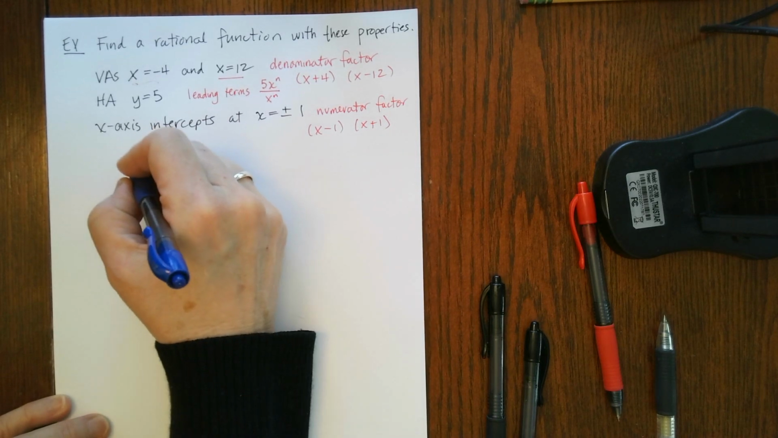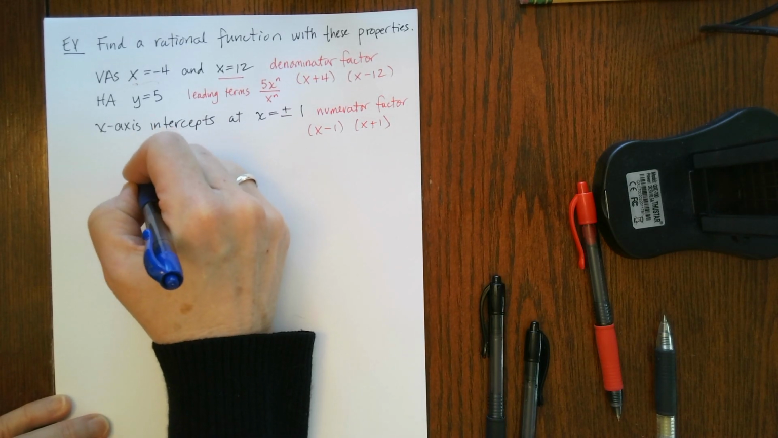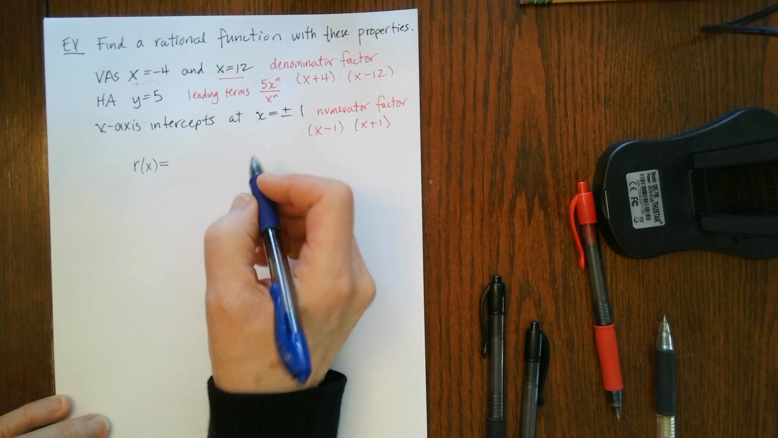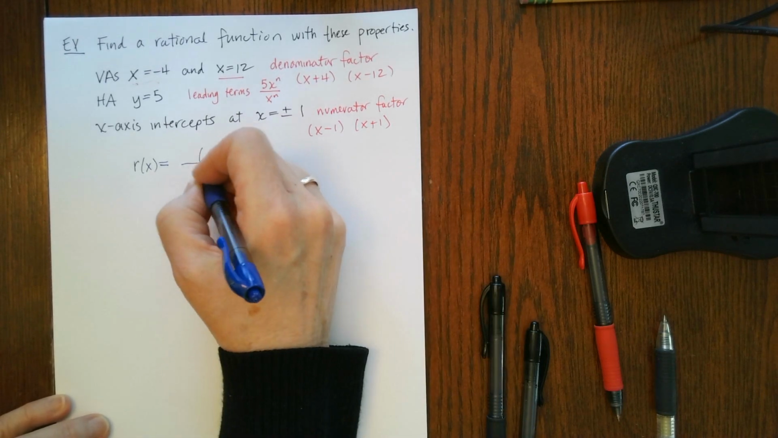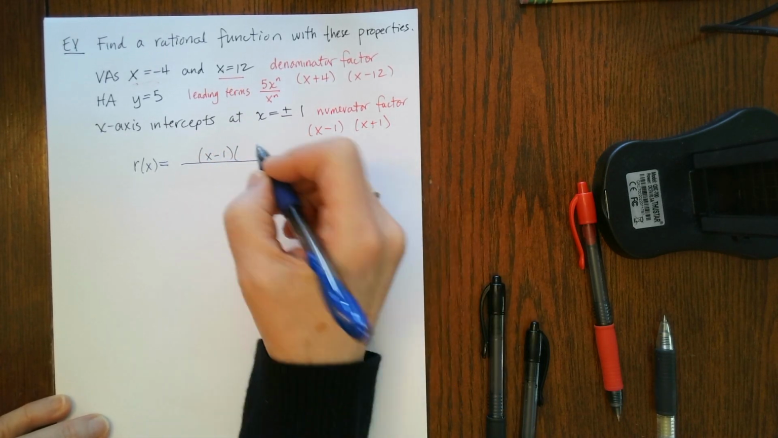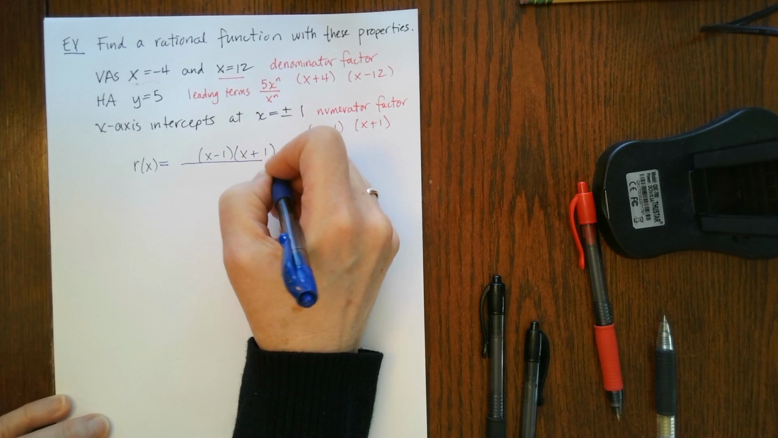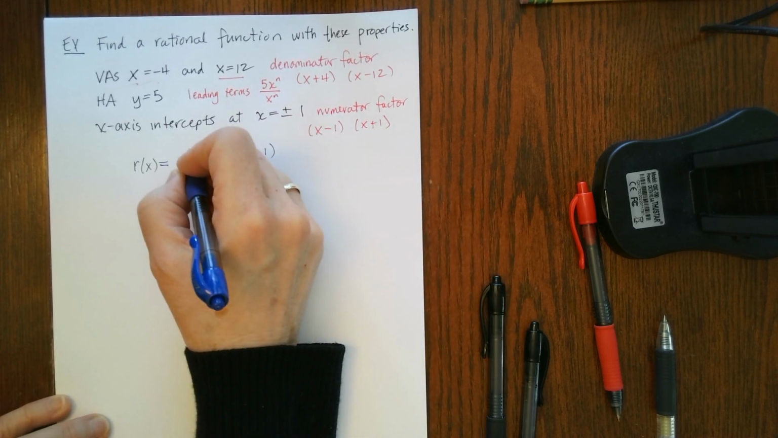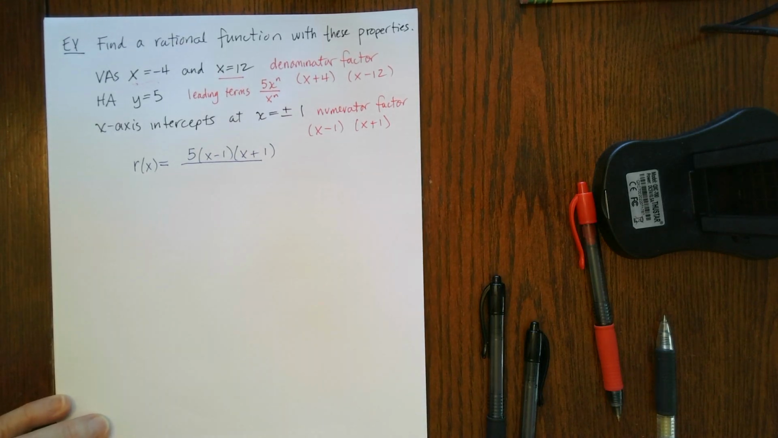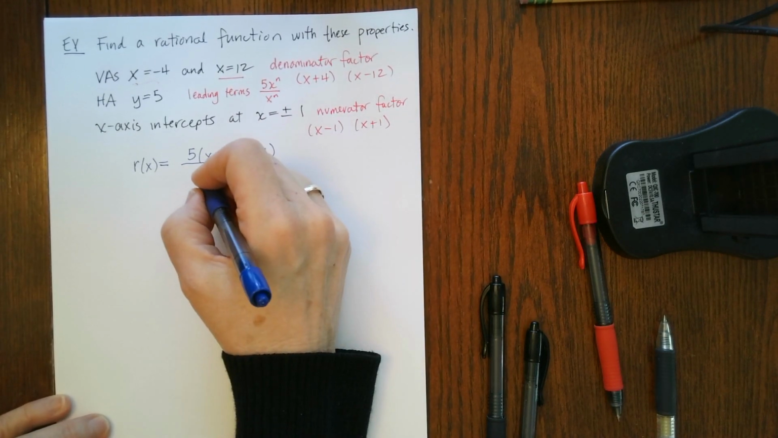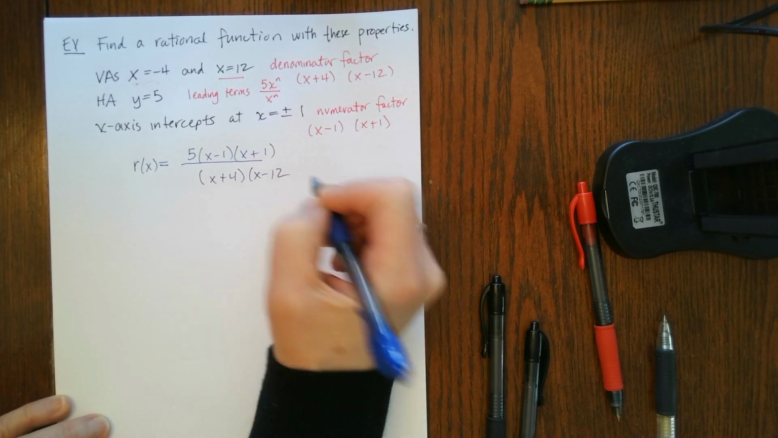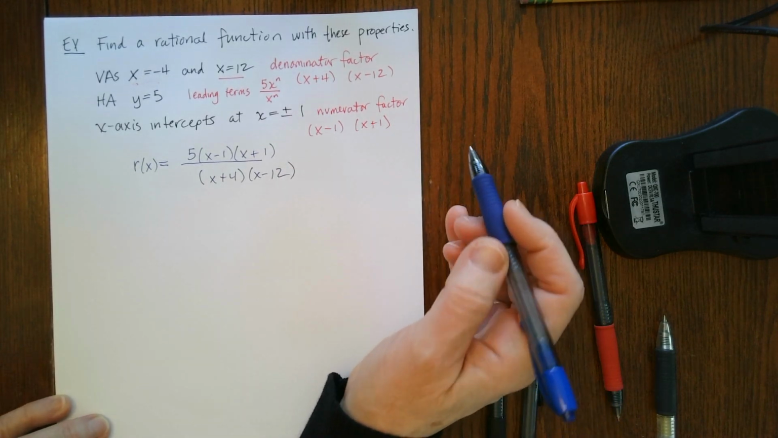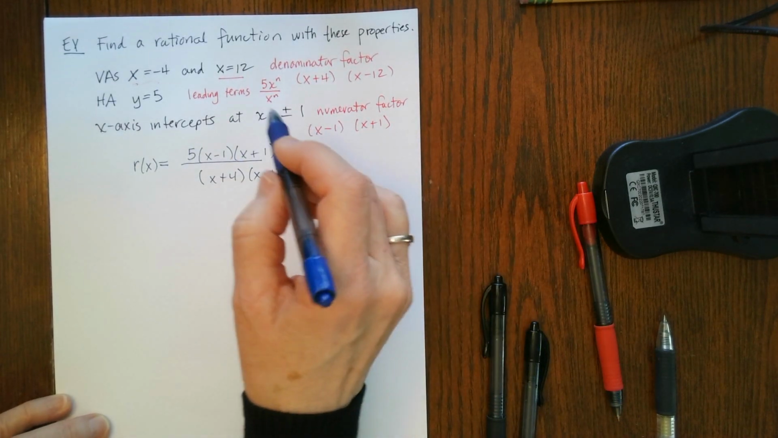Our function, let's call it r of x. Again, the numerator has x minus 1 and x plus 1. And we also need a leading coefficient of 5. And then in the denominator, we're going to have x plus 4 and x minus 12. So that's one example of a rational function with those characteristics.